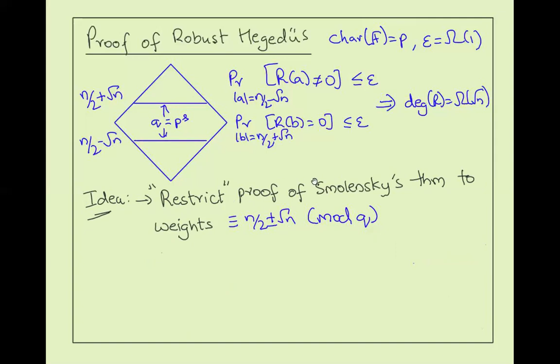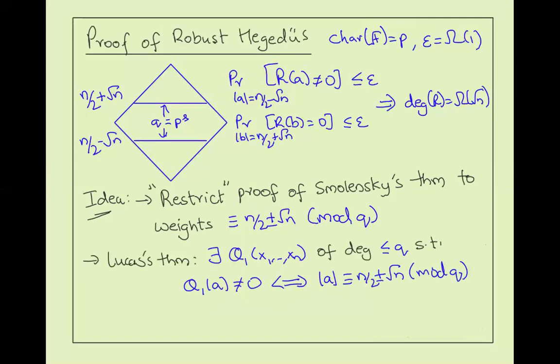Okay, so the idea of the proof is to restrict Smolensky's lower bound proof to just the Hamming weights which are congruent to these numbers modulo q. Okay, and this in fact is where the characteristic of the underlying field comes in. In order to be able to do this, we use the characteristic of the underlying field. So there is a classical result from the 1800s called Lucas's theorem, and what that states in suitable language for us is that there is a low degree polynomial, a polynomial of degree at most q, which has the property that it is non-zero only at points whose Hamming weights are congruent to our interesting Hamming weights modulo q. Okay, so there's a polynomial q1 of degree at most q, so that q1 is non-zero only at points of Hamming weight congruent to these Hamming weights modulo q. Okay, and this is a small technical fact that allows us to restrict Smolensky's proof to the points of Hamming weight congruent to these weights modulo q.